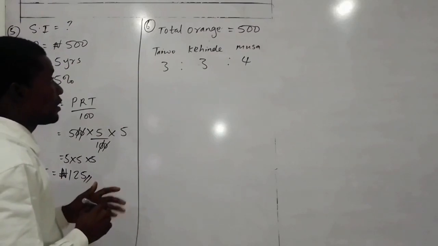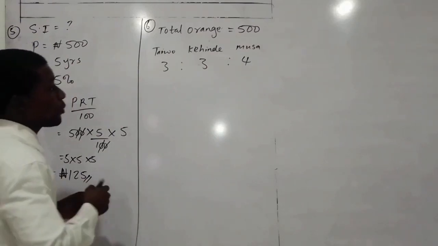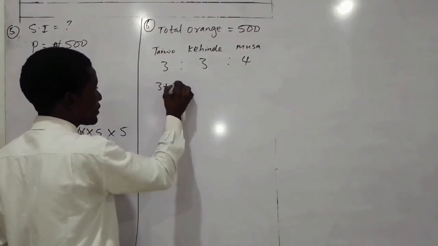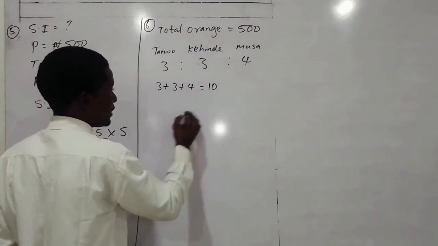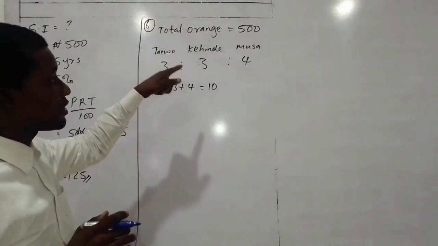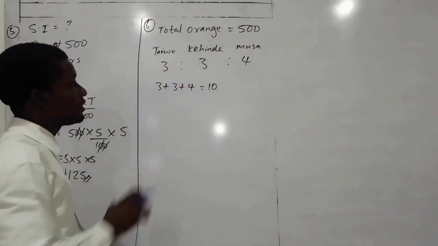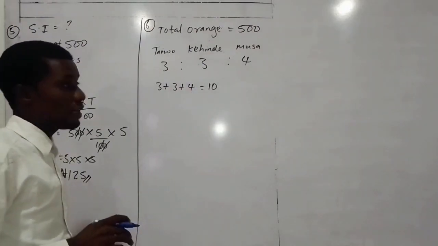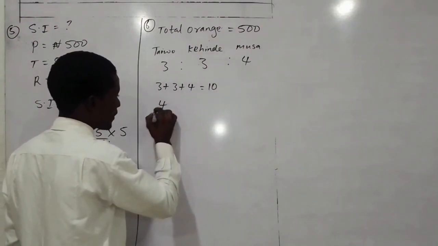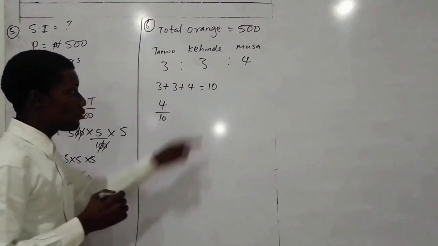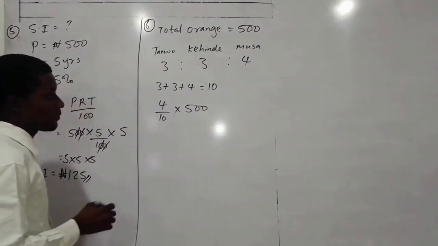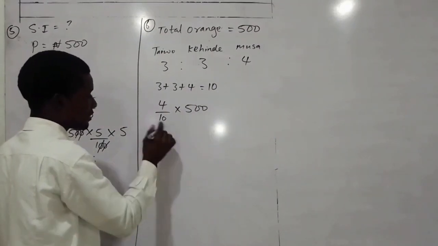Now, to solve this question, the first thing we need to do is to sum up all the total ratio. The total ratio is going to give us 3 plus 3 plus 4, and that will give us 10. 10 is the total ratio. Now, the question says, out of 500 oranges, what is the share of Musa? How many oranges is Musa going to be having with him? So now, we need to divide Musa's share by the total share, times the number of oranges. So we have 500 oranges.